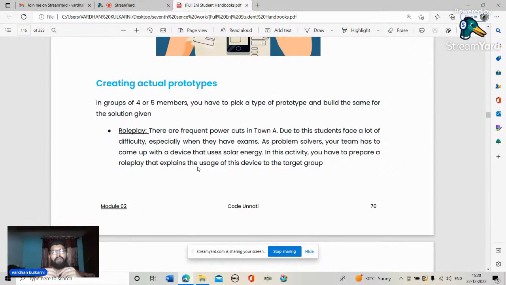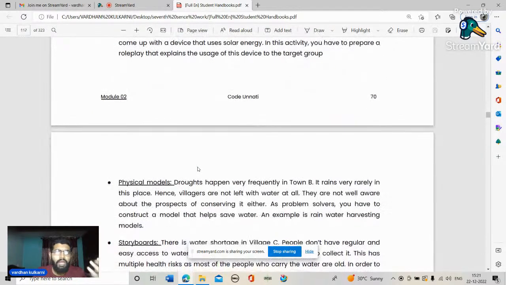First, role play. There are frequent power cuts in the town, and due to this students face a lot of difficulties, especially when they have exams. So as problem solvers, your team has come up with a device that uses solar energy. In this activity, you have to prepare a role play that explains the usage of this device to the target group of people. By role play, you do a kind of drama. You explain to them, giving them a brief idea of what's happening.